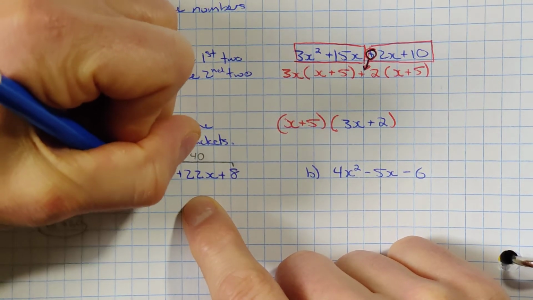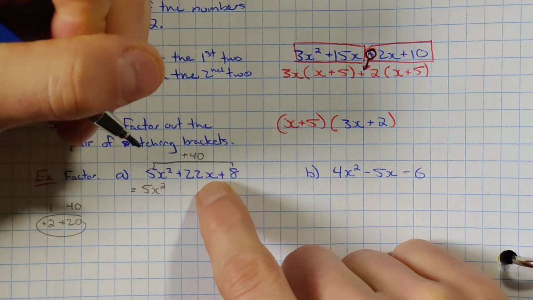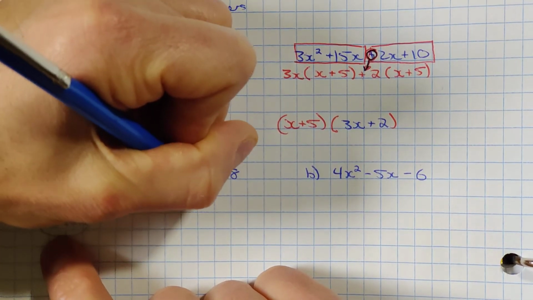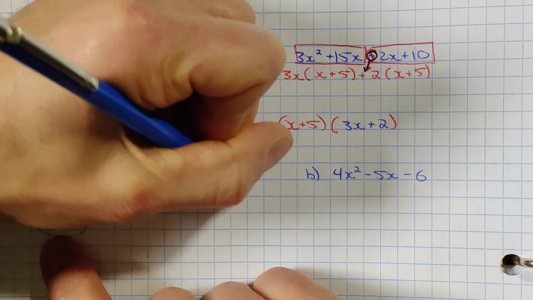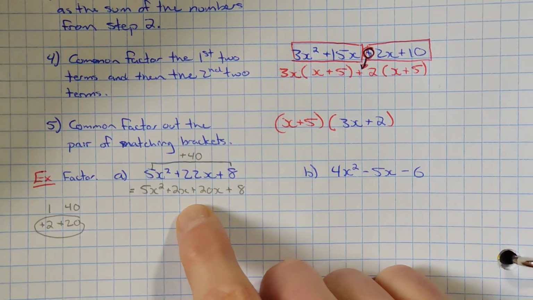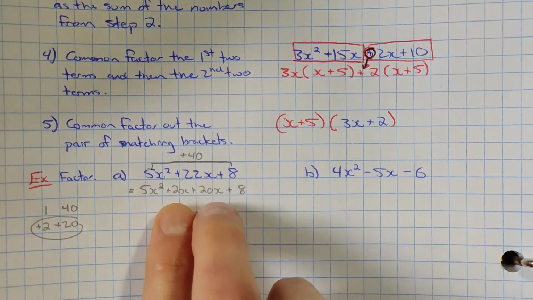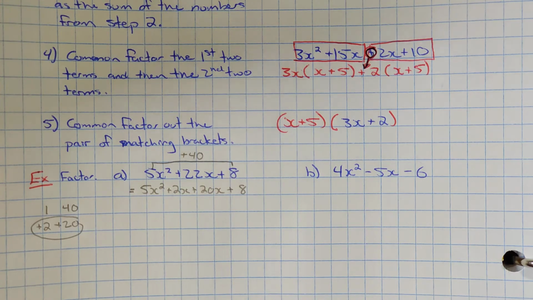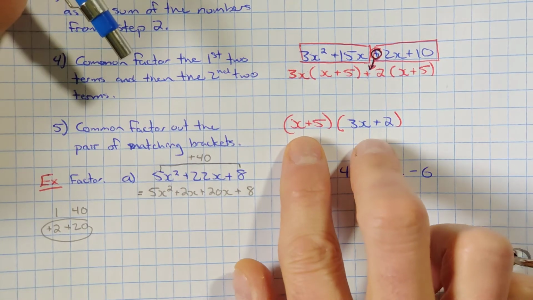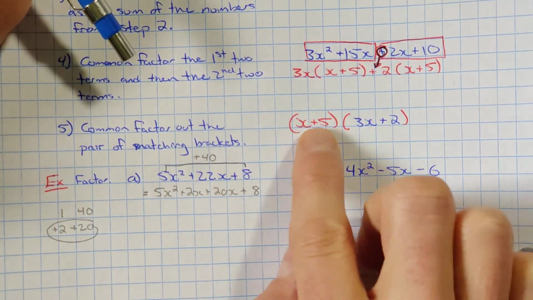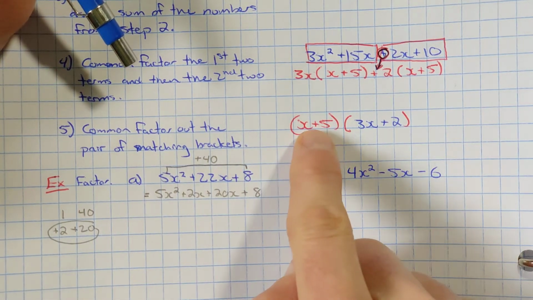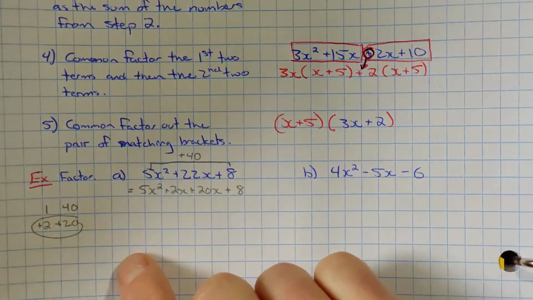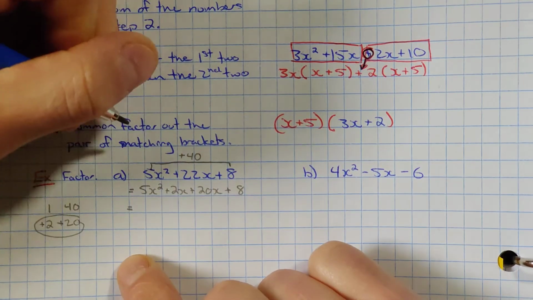So now I'm going to rewrite that middle term. So instead of 22x, I'm going to have plus 2x plus 20x plus 8. So I've rewritten 22 with those two. Again, order doesn't matter. You could do this with 5x squared plus 20x plus 2x. You'll get the same result. Like this one here, you'd get the same brackets, just they would be in a different order. So this would come last, this would come first. Doesn't matter though, whichever way works.